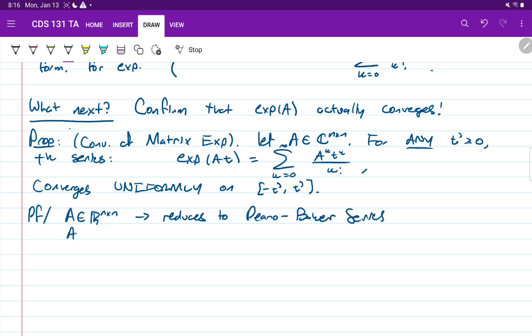Now here we state this for A in C^(n by n), which is technically something that we haven't yet proven, but really the proof is identical. So I just won't cover it here. If you're interested in a direct proof of this result, I would encourage you to give it a try. It's really just the same thing as the Peano-Baker series, if not easier. All right, so we've defined the matrix exponential, right?